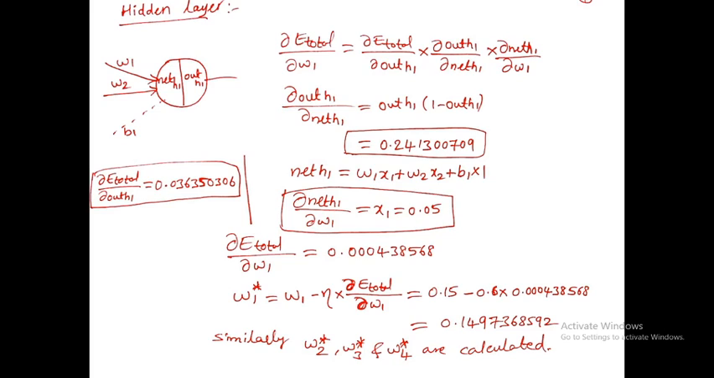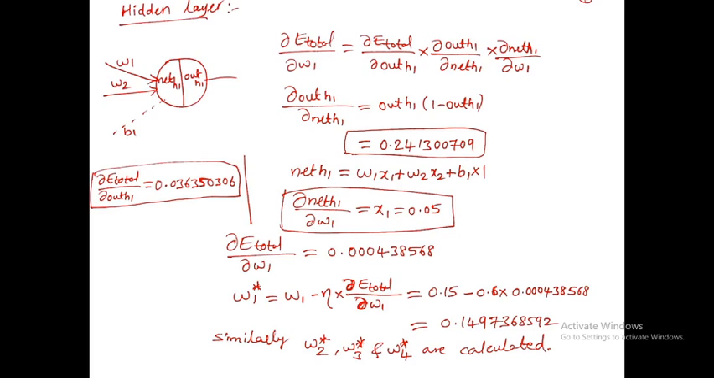If you multiply all three together, then you will get ∂E_total/∂W1 as 0.000438568. Now you have ∂E_total/∂W1. As per the delta rule, what is the change in weight? Change in weight is nothing but minus eta, the learning rate parameter, into the differentiation of error with respect to the corresponding connection link weight. If you add that change in weight to the corresponding connection link old weight, then you'll get the new weight.